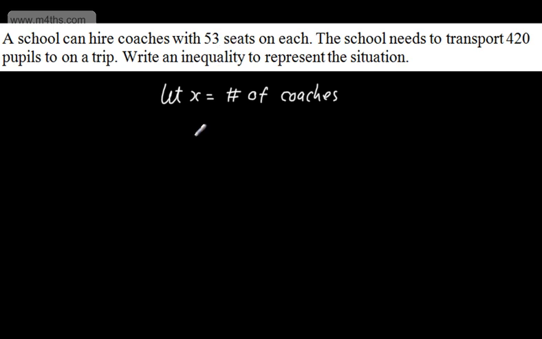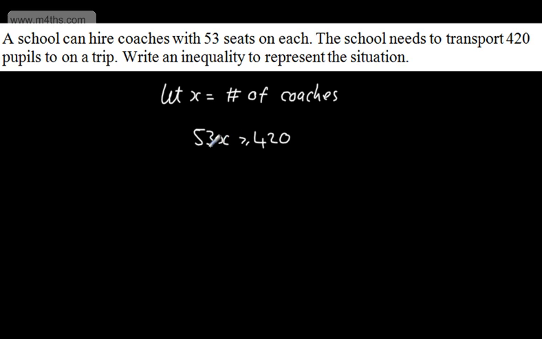So what we can say then is the following. We can say that 53 lots of x must be equal to or greater than 420. So this tells me the number of coaches. Each coach can carry 53. So for example, if I had 1, that's not going to work because quite clearly we can't get 420 kids on 1. 2, 3, 4 and so on and so forth. We could look at all of the values that satisfy this inequality.